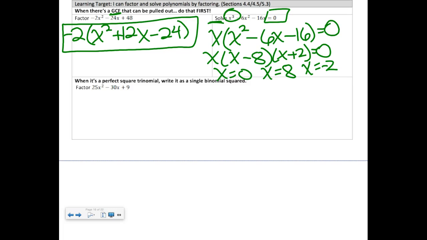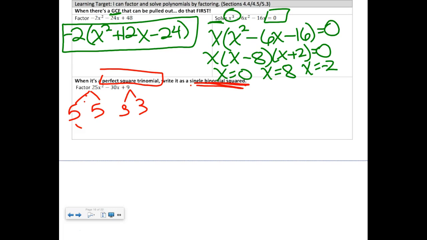Our next one, we didn't take a full day out of this, but I think you guys can do this without me. It says that we have our perfect square trinomial, so we know there's going to be perfect squares in here. And we're going to write our answer as a single binomial squared. I'll explain what that means. 25, perfect square. How do we get it? 5 and 5. 9, 3 and 3.